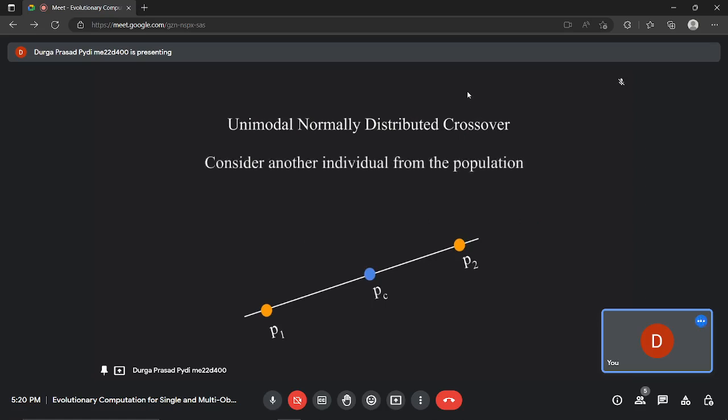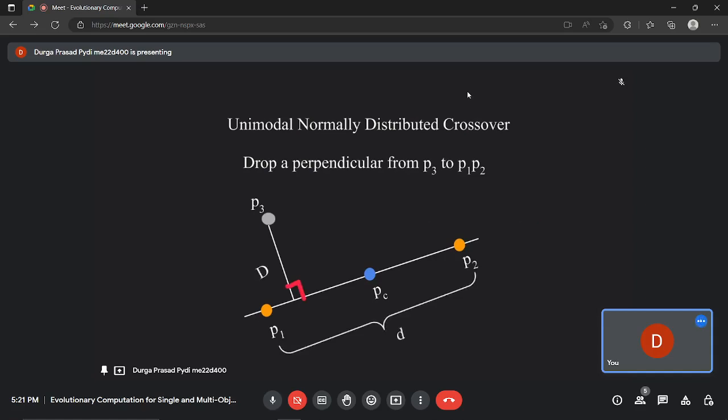Now we will consider another individual from the population. Let it be P3. What we essentially try to do is construct a perpendicular line between this, and denote it by capital D. And then we have the distance between P1 and P2 denoted by small d. Then we use this particular formula, where your offspring is a combination given by your midpoint plus zeta times the distance between P2 and P1, plus eta times D. Here this is a summation.